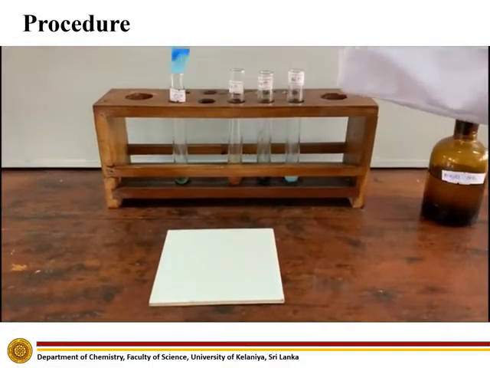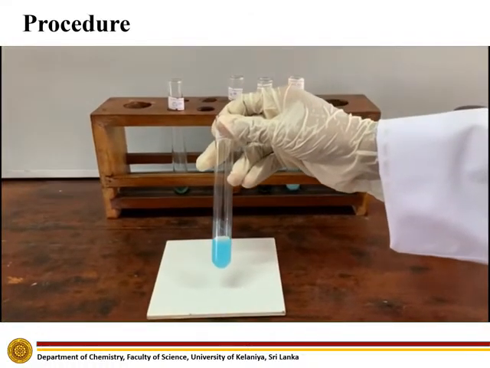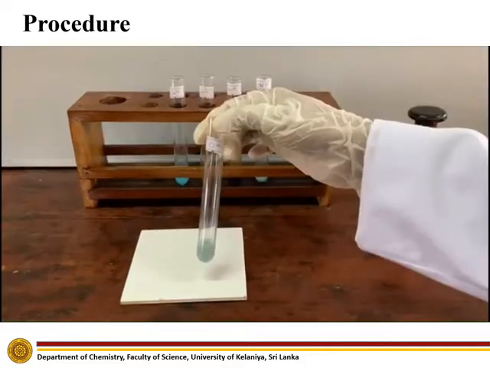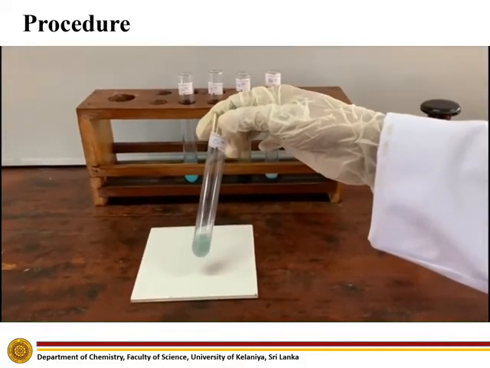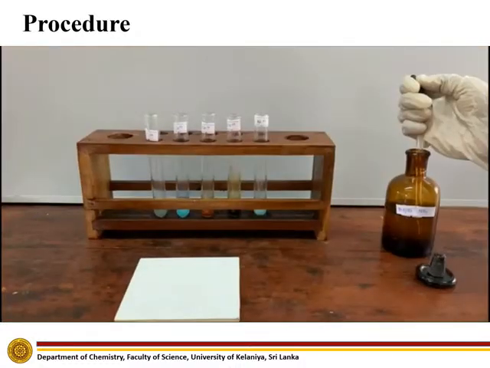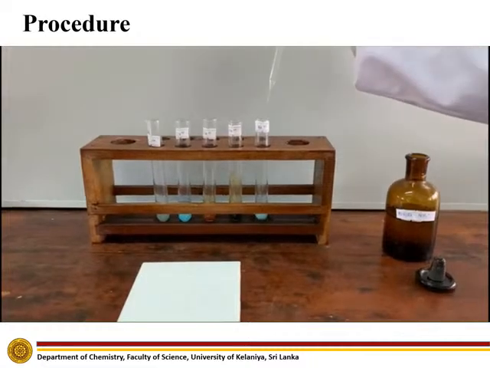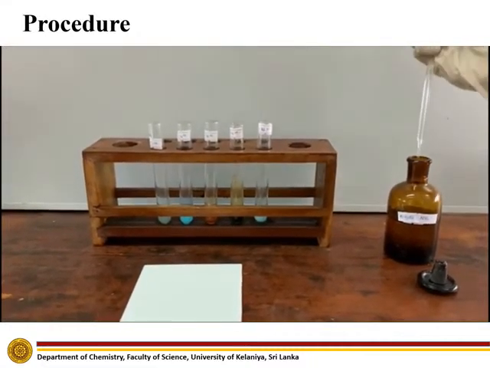A blue color precipitate is observed with copper 2+ solution. A greenish blue precipitate is observed with chromium 3+ solution. Then add excess amount of ammonium hydroxide to the following precipitates.